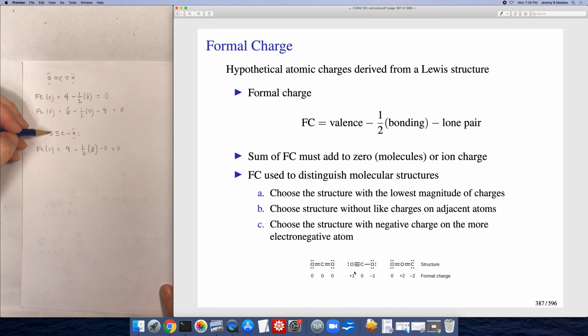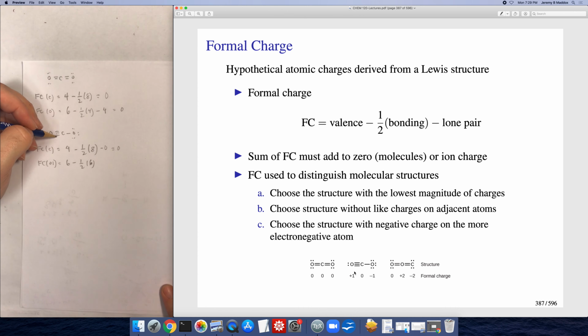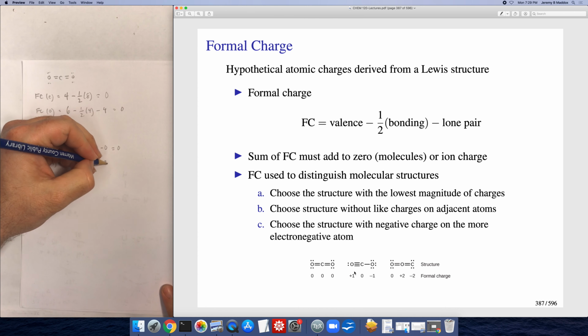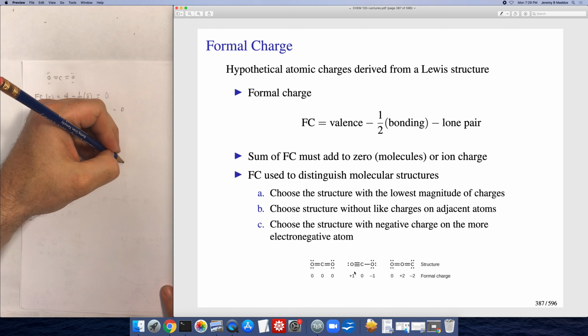For this oxygen here on the left, I'll call it oxygen 1. We start with 6 minus 1/2 of 2, 4, 6. Subtract off half the bonding electrons, and then subtract off the full number of lone pair electrons. So here we get 6 minus 3 minus 2 gives us a total of +1.